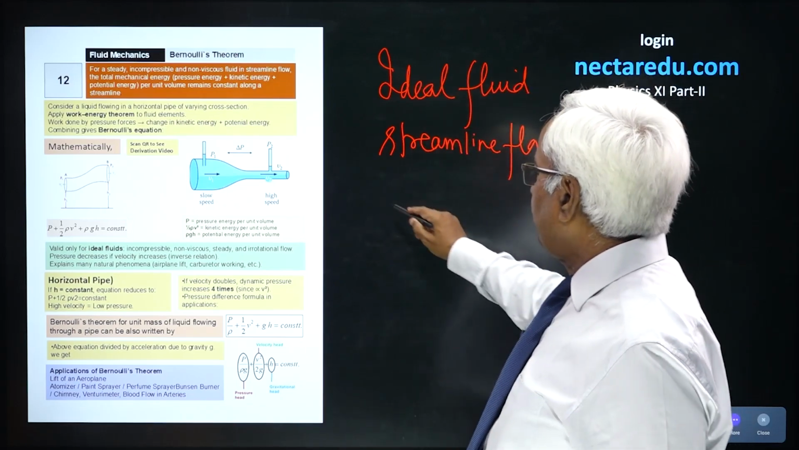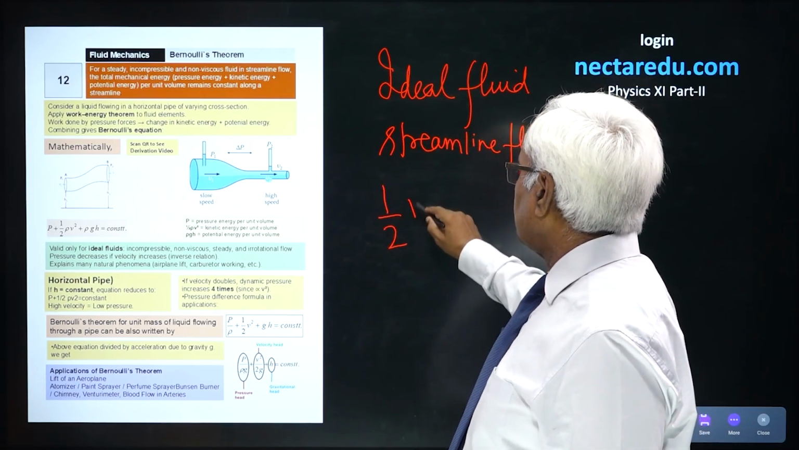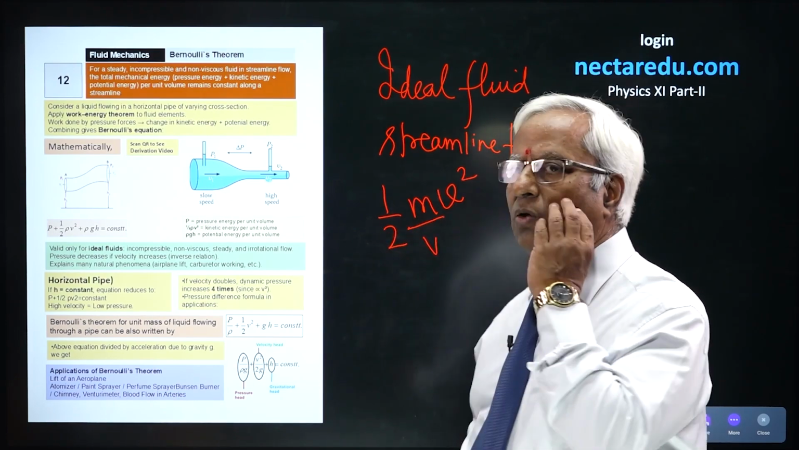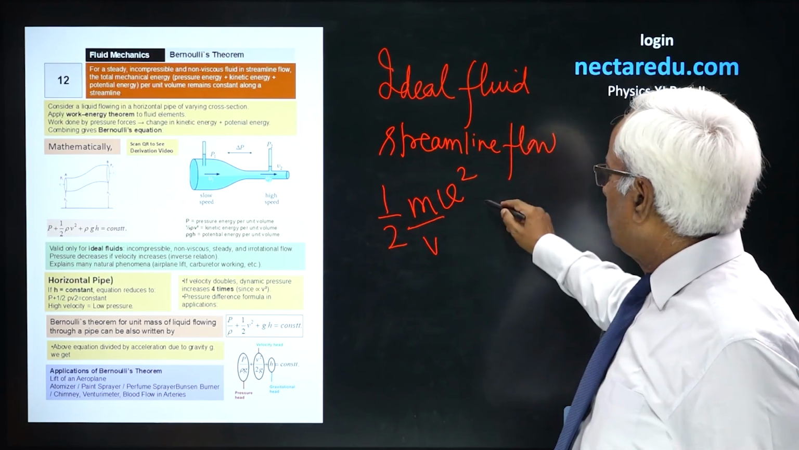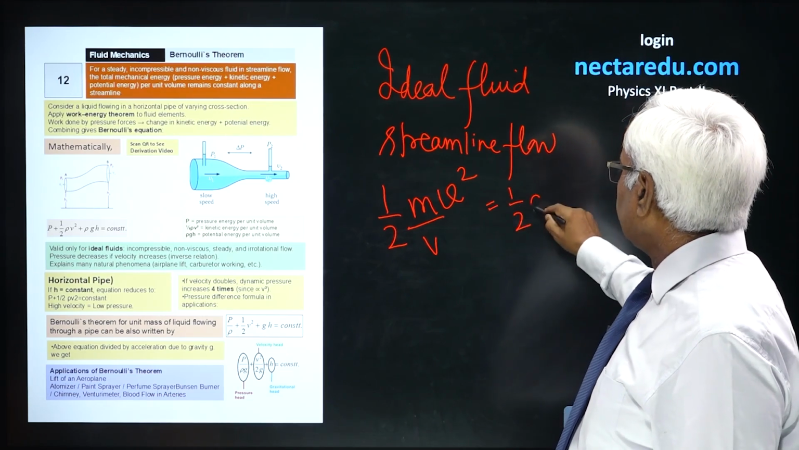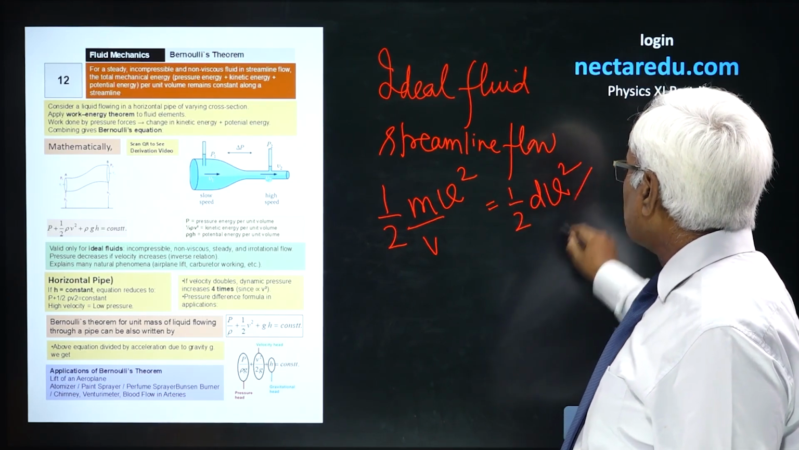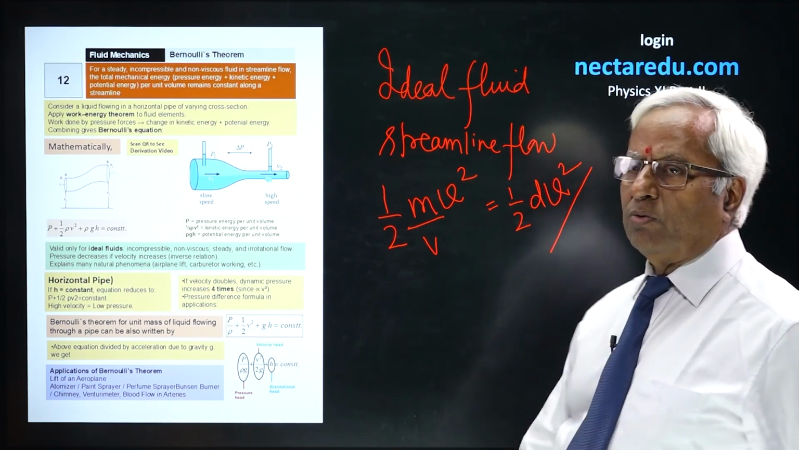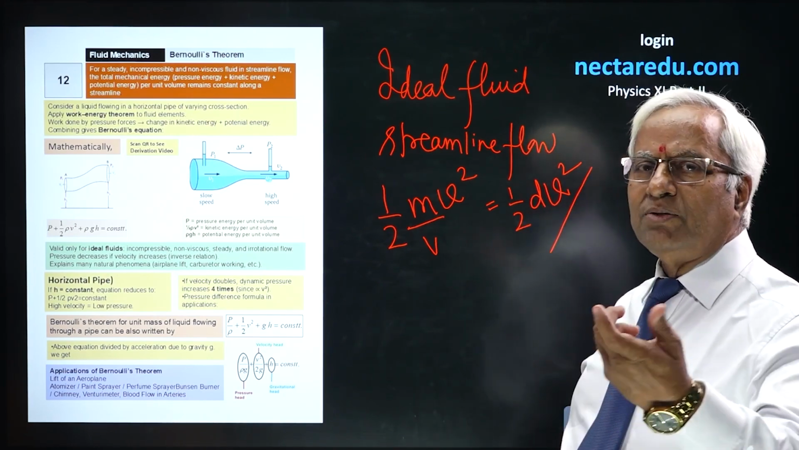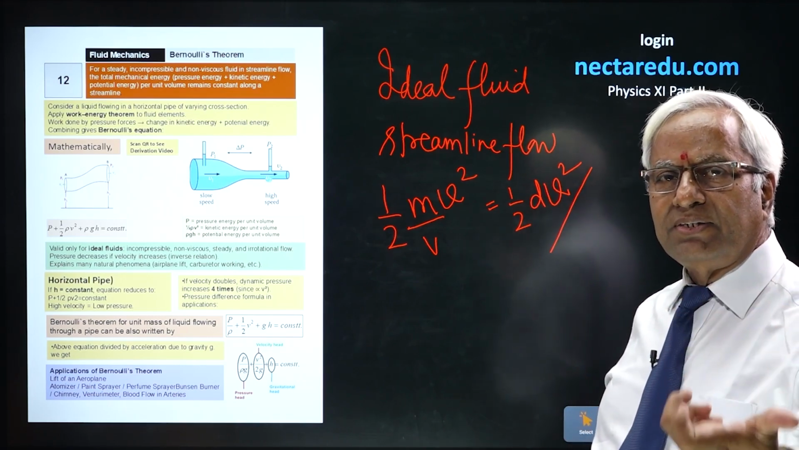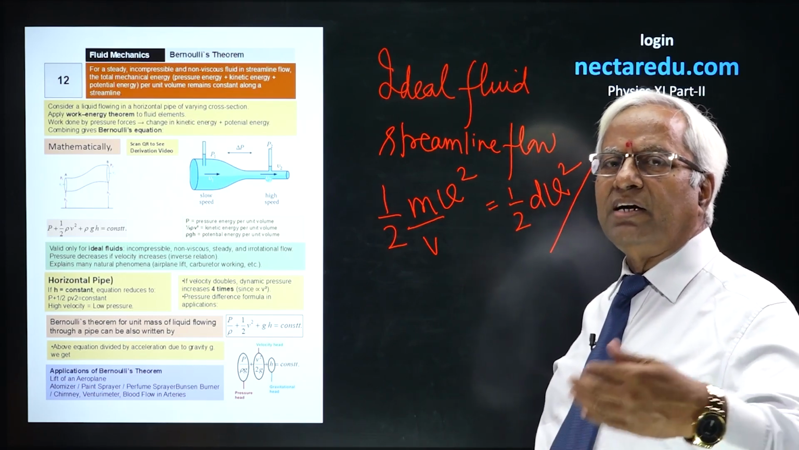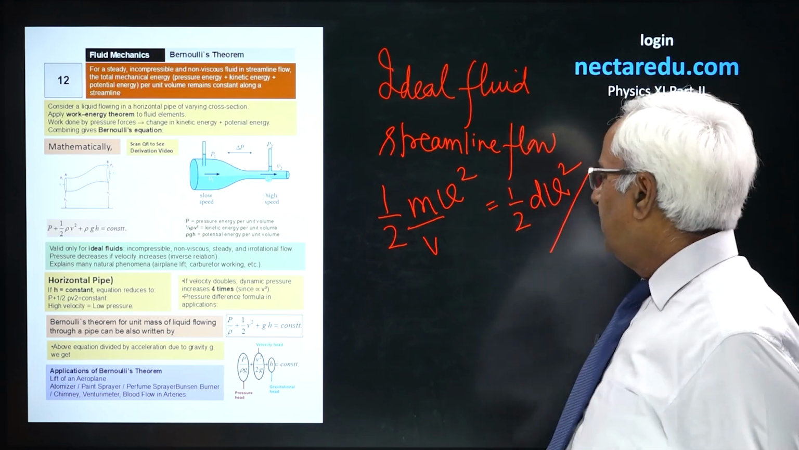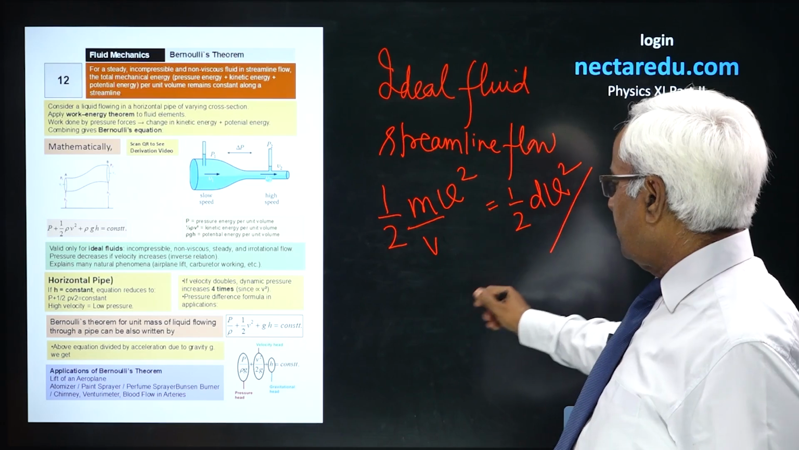If you take the term kinetic energy and you want this whole thing per unit volume, divided by volume, you'll get half dV square. So, this becomes kinetic energy per unit volume. To be more precise, you could use the term kinetic energy density, because divided by volume is another name of density, mass upon volume. So, this is kinetic energy density.